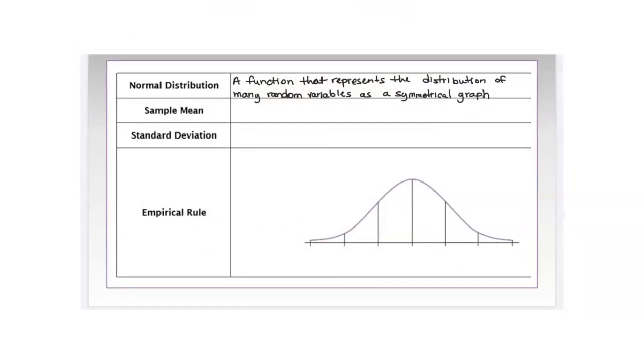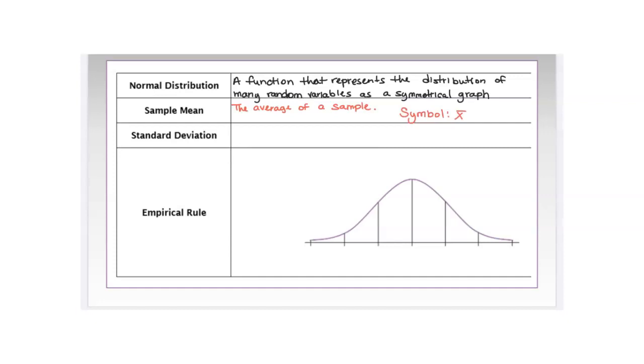All right, so a few definitions. Normal distribution, first off, is a function that represents the normal distribution of many random variables as a symmetrical graph. Symmetrical meaning that graph has the exact same characteristics on the left as it does on the right. If you think back to your younger years, if we were to fold this graph upon itself through the line of symmetry, then this half of the graph directly lines up with this half of the graph. So that's symmetrical.